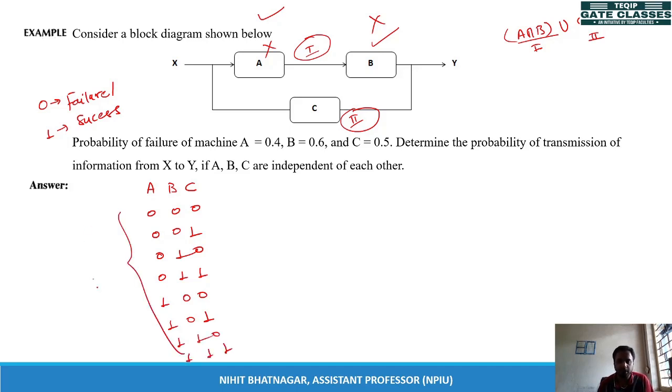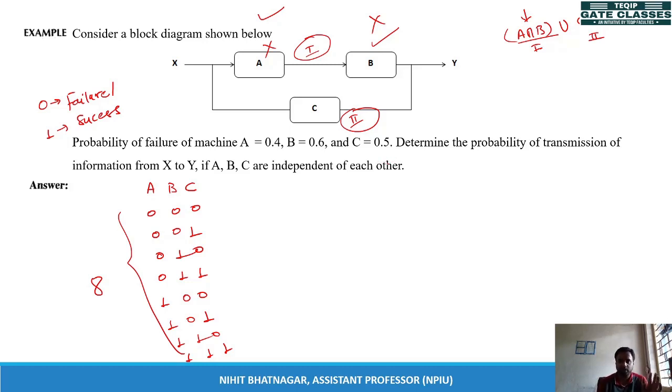These are the 8 possible cases, and you can see that in order to transmit the information from X to Y, A and B both have to work together. They cannot do it with either A alone or B alone, and if they fail together, that also does not work.